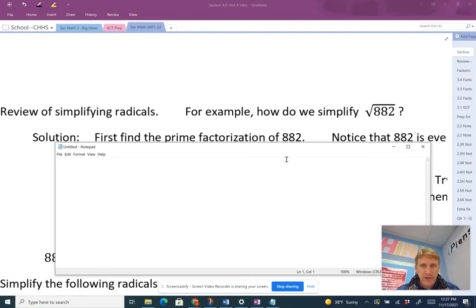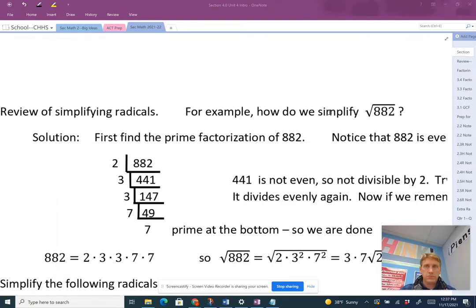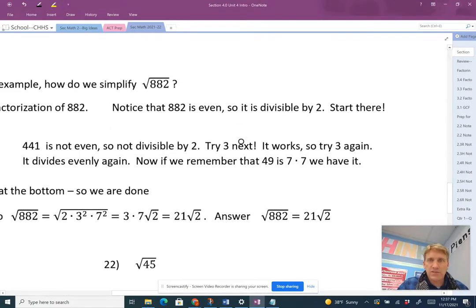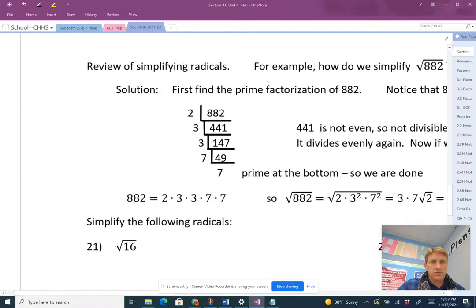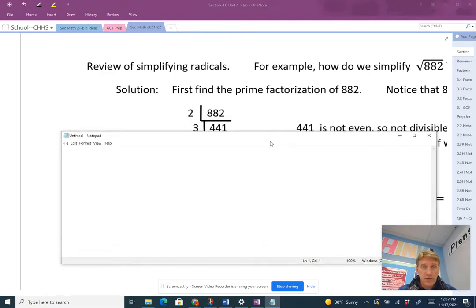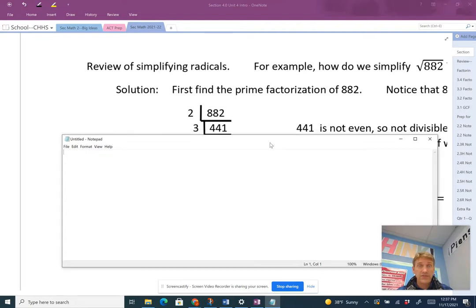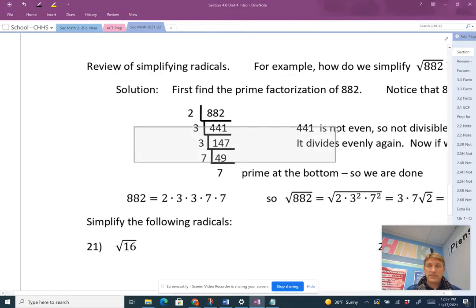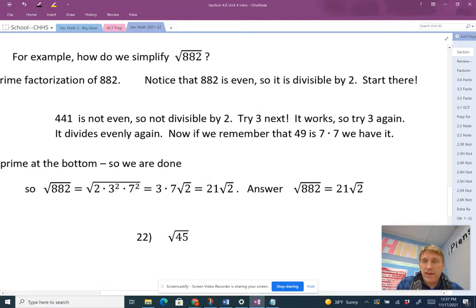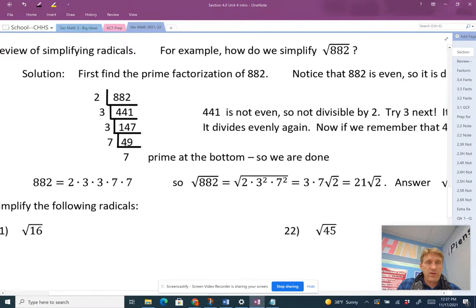So the prime factorization of 882. Notice that 882 is even, so it's divisible by 2. Start there. So we do, and we see that 882 divided by 2 is 441. And then 441, as it says here, is not even, so it's not divisible by 2. Try 3 next, it works, so try 3 again.